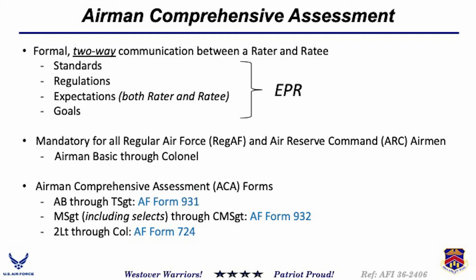This form is mandatory for all regular Air Force members and Air Reserve Command members, which is us, and that is for individuals Airman Basic through Colonel. The Airman Comprehensive Assessment forms that are used is based on the rank. So for Airman Basic through Tech Sergeant, you're going to use the AF Form 931. Master Sergeant, including selects, through Chief Master Sergeant are Air Force Form 932. And Second Lieutenant through Colonel is going to be Air Force Form 724.